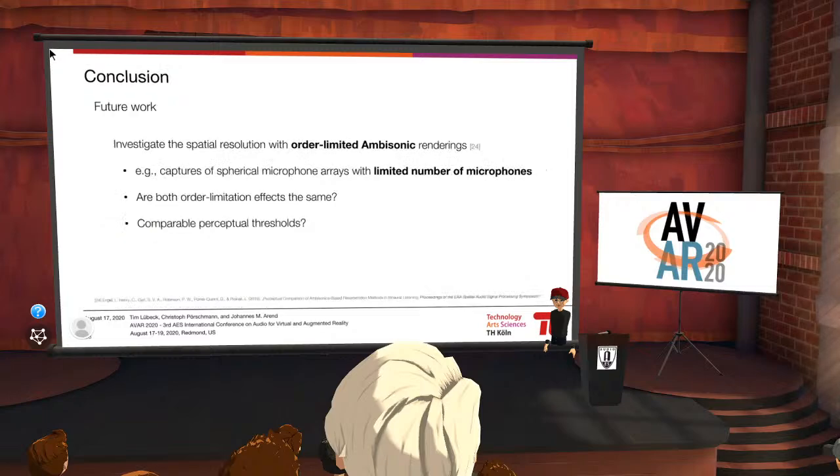And then for future work, in the beginning I said that we defined the spatial resolution as the order of the dummy head measurement grid, but we can also think about defining the order of the ambisonics representation. For example, if we capture the sound field with a spherical microphone array, we just have a limited number of microphones. We can only resolve a limited ambisonics order. And then it would be interesting to see if we have the same artifacts or even the same thresholds. But this is future work.